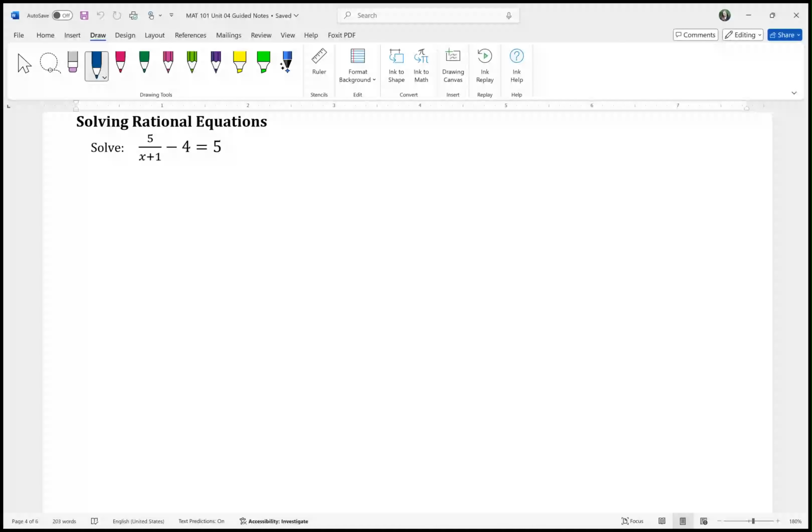This is about solving rational equations. And so when I say rational, I really mean fractions. You're going to use rational a lot of times in this course, and when I say that, I want you to think fraction. And I know nobody really likes fractions.